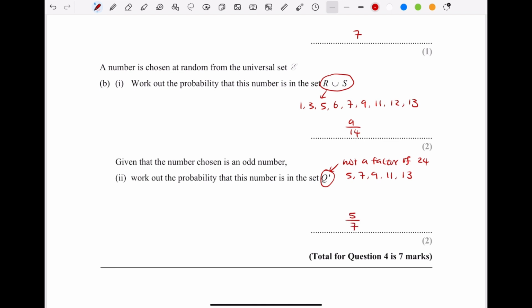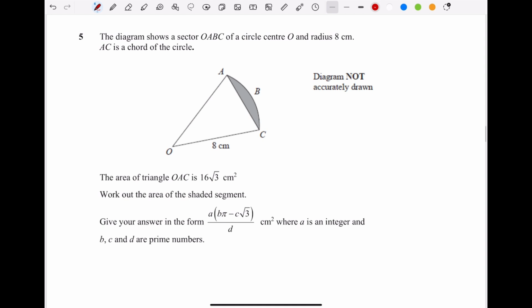Okay, so now let's look at question 5. In this question, we are given a diagram of a sector OABC. It is taken from a circle centered O with a radius of 8 centimeters. AC is a chord of the circle. Now we are given that the area of triangle OAC is 16 root 3 centimeters squared.